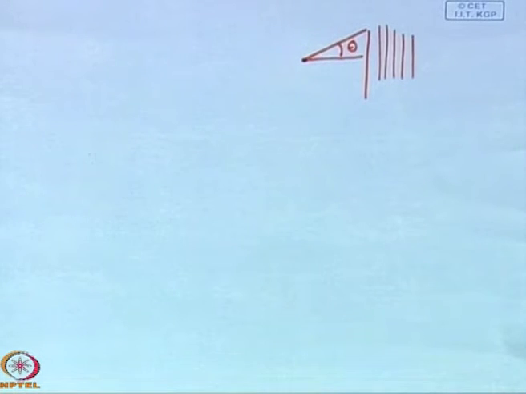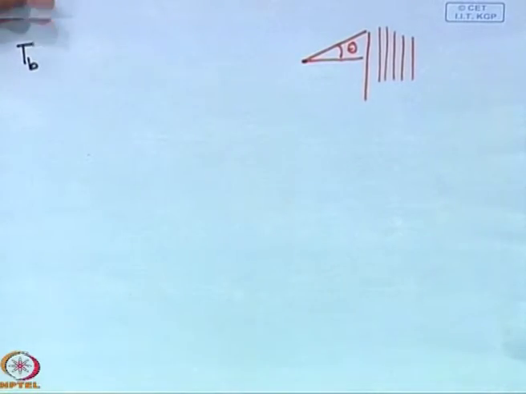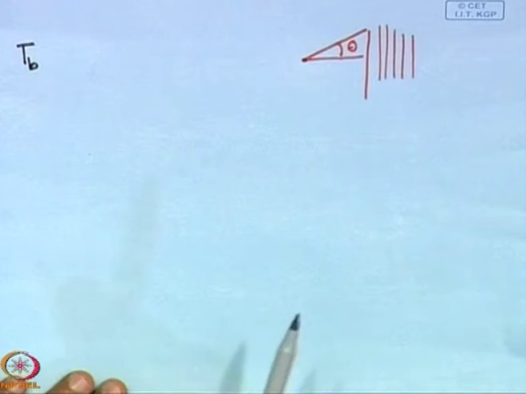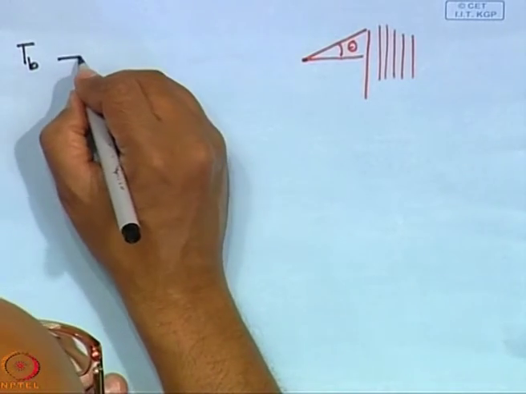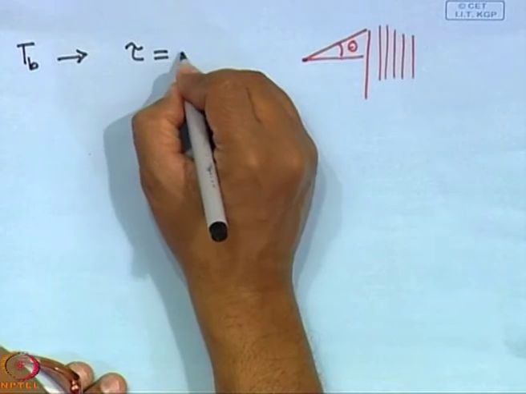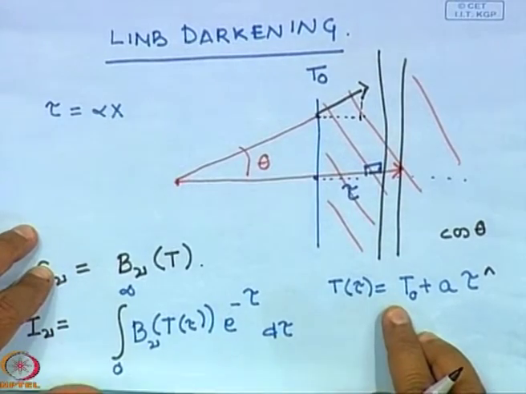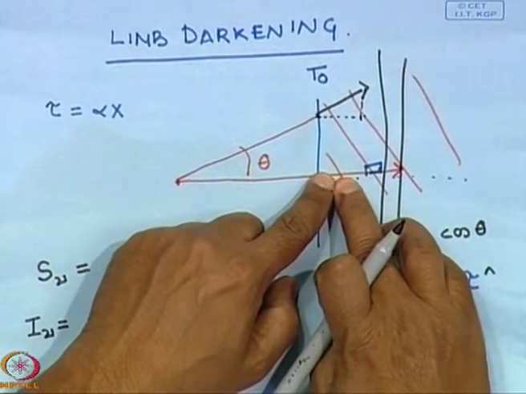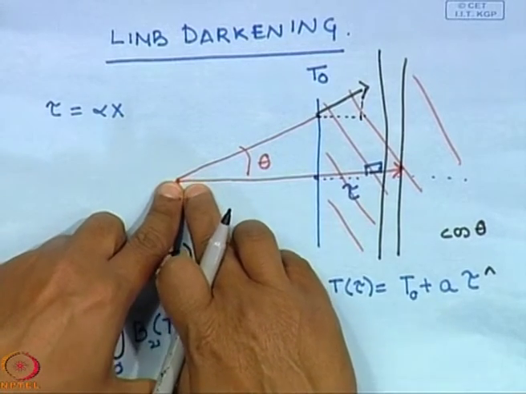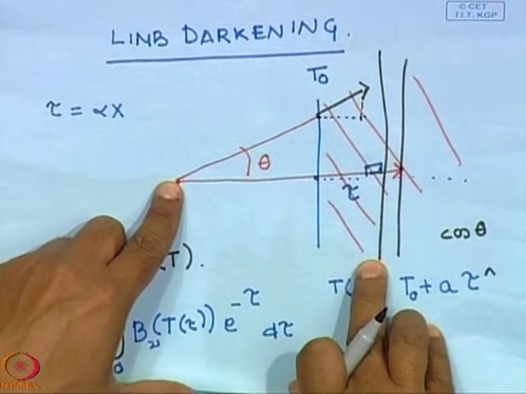So, what do we see? The first thing that we see is that the brightness temperature that will be observed is actually the temperature where the optical depth becomes equal to unity. Okay. So, the brightness temperature corresponds to the temperature at the place where the optical depth becomes unity. Okay. So, the temperature inside is T0 plus A tau cos theta. As you go inside the medium, the optical depth increases, and the temperature of the radiation that you will see here is essentially the temperature at the place where the optical depth becomes unity.